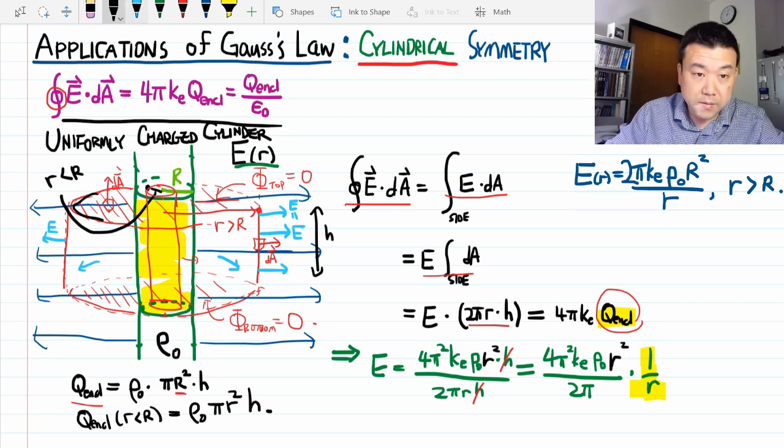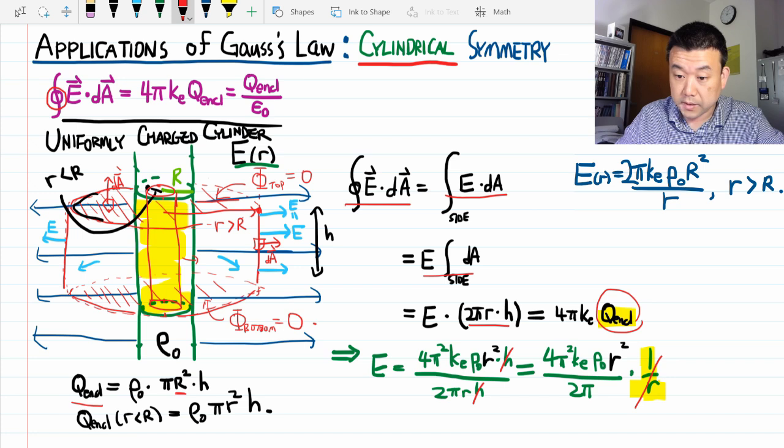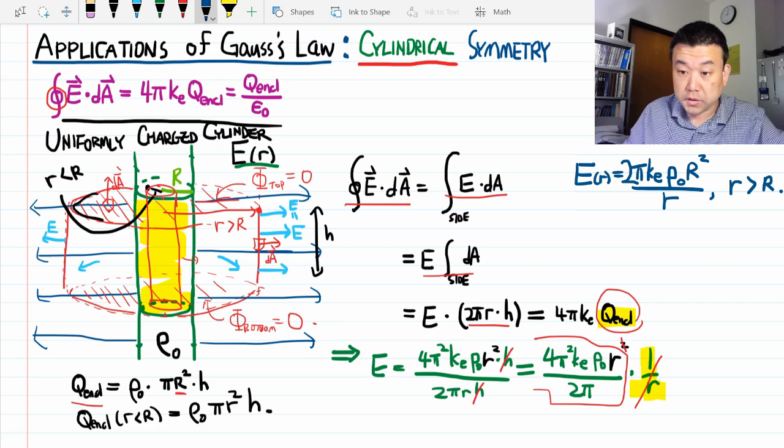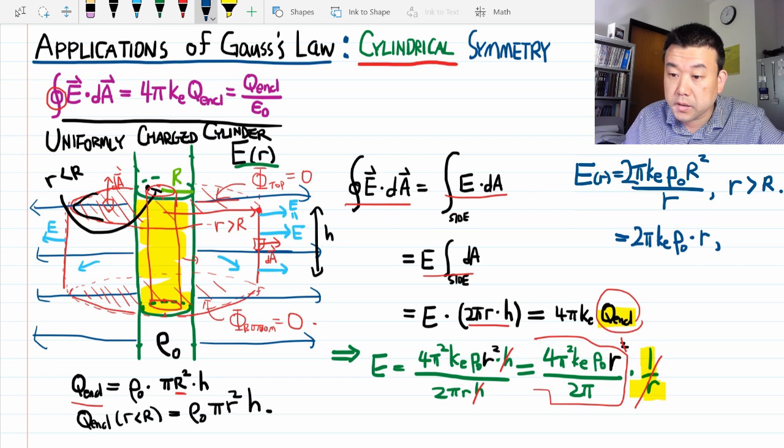Oh, I think that means there's a cancellation. This factor of 1 over r that we had before cancels out with one factor of r. And this is the answer that we are left with. So the electric field is a bunch of constants times r, for a distance from the axis of the cylinder less than the radius of the cylinder.